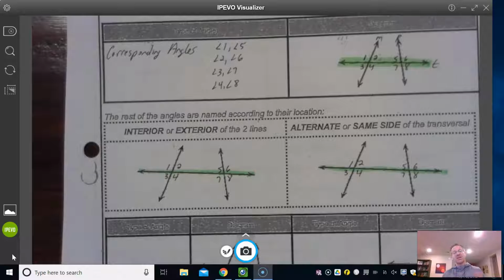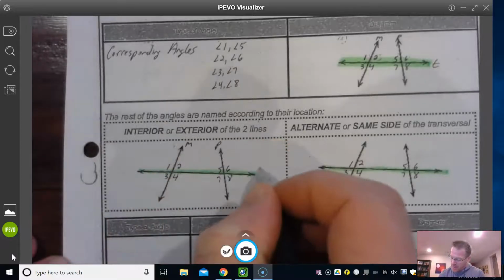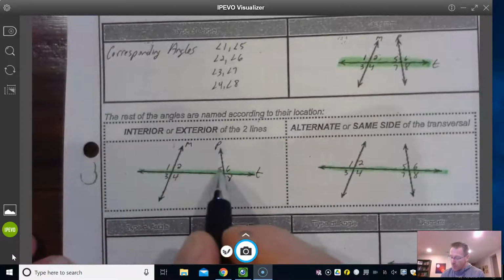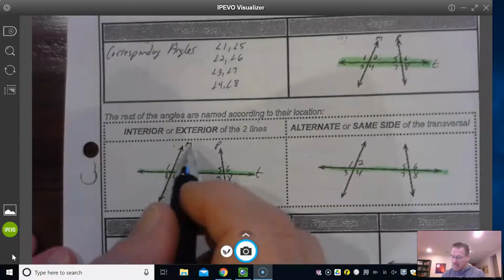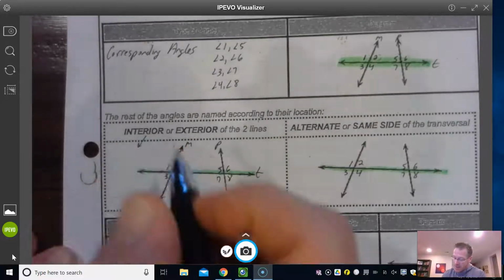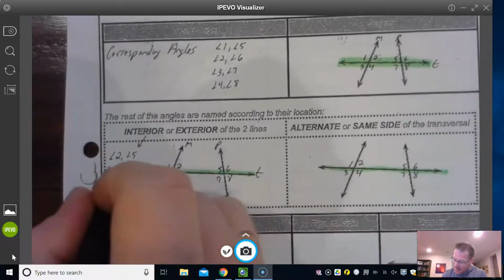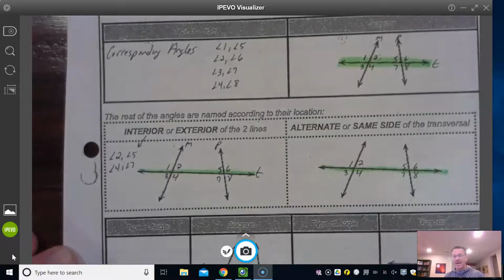So when we say interior, that means they're inside of the two lines we intersect. Notice when I travel down, here's M, here's P, and here's T. Angles 2, 4, 5, and 7 are interior. They're inside of these lines, so that would be angle 2, angle 5, angle 4, and angle 7. Those are on the inside of the lines as we intersect them.